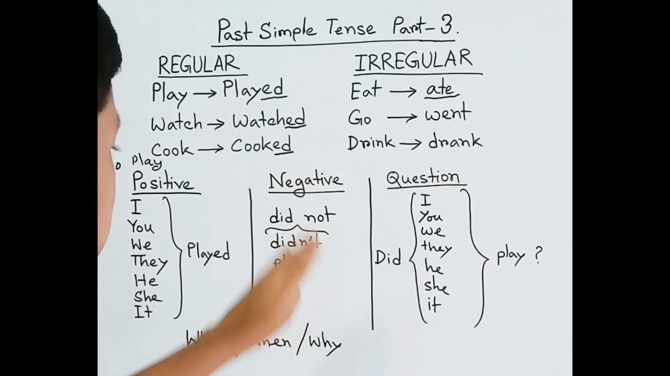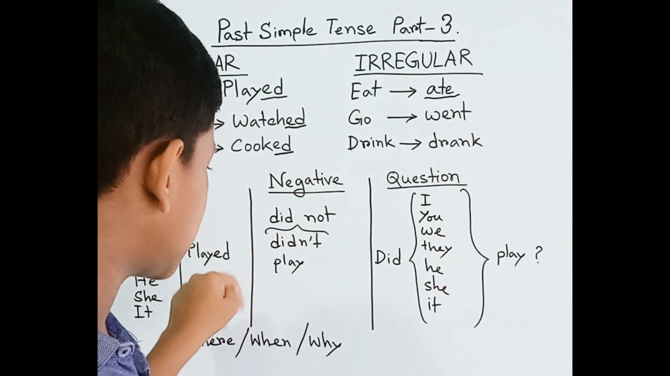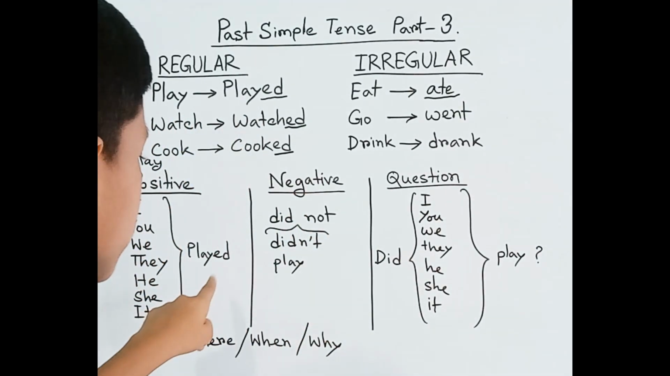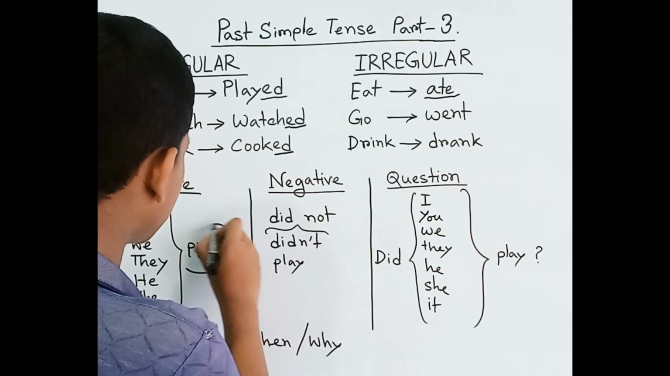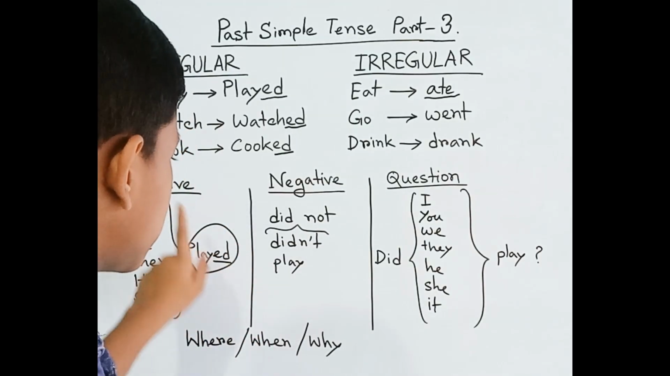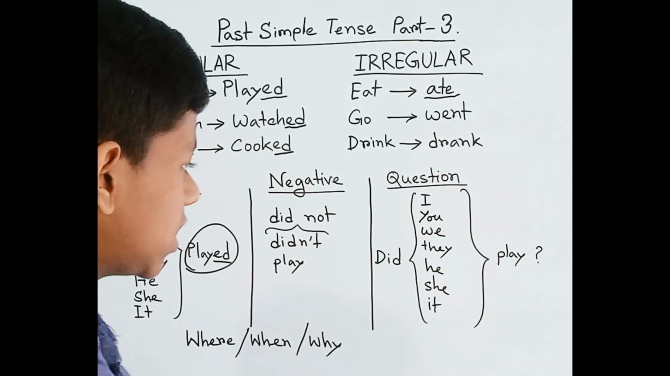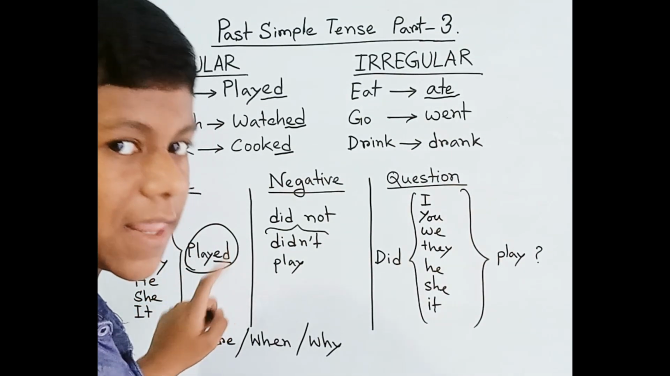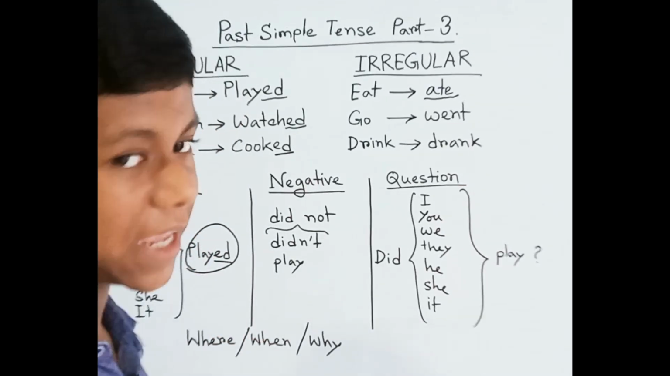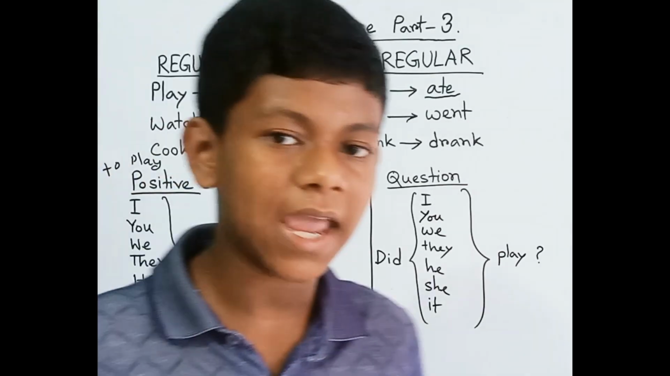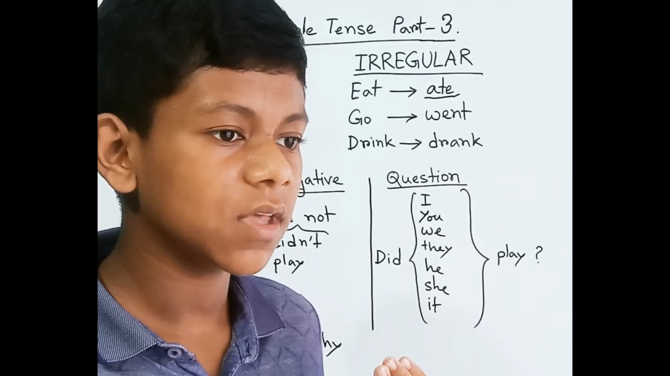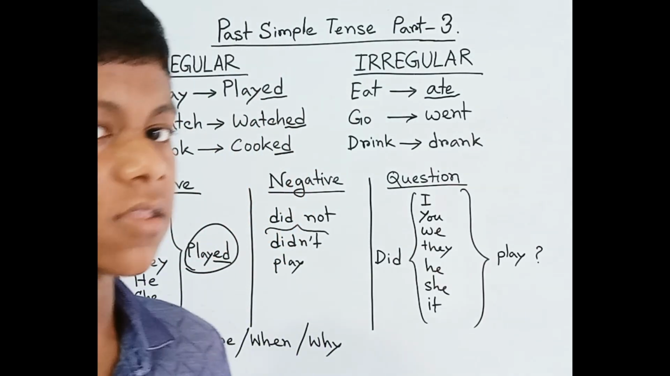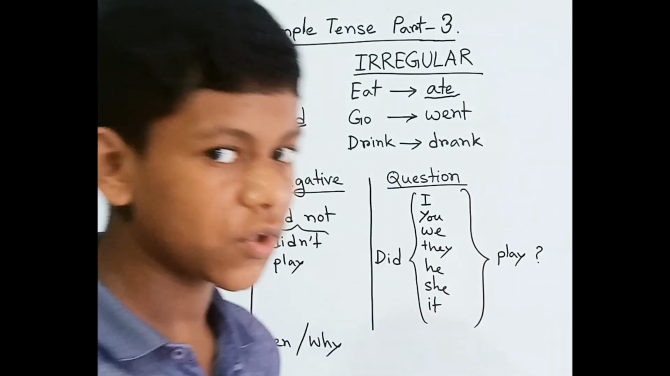Now I have simply added ed here, and we will also learn the negative and question. During the positive, we simply add ed to play, so played is the past form. Here we can practice again: I played, you played, we played, they played, he played, she played, it played. It can be any person's name, it can be mine. Arjon played, which indicates the past, the action happened.